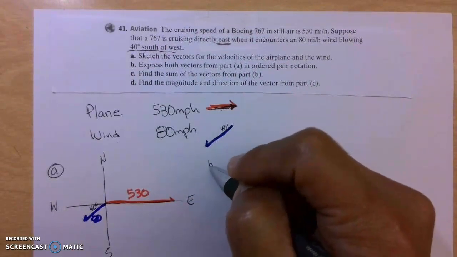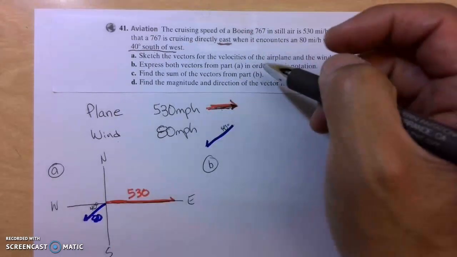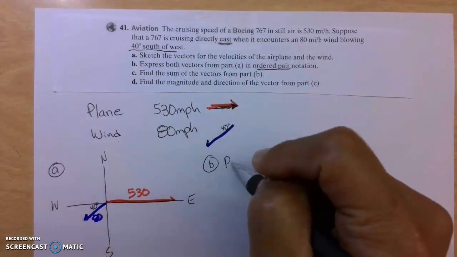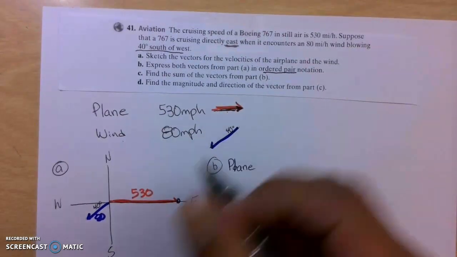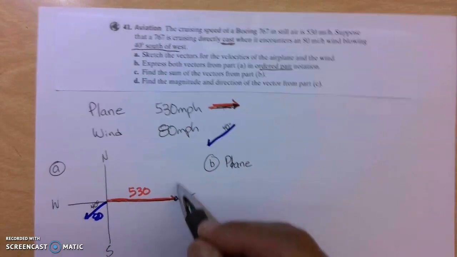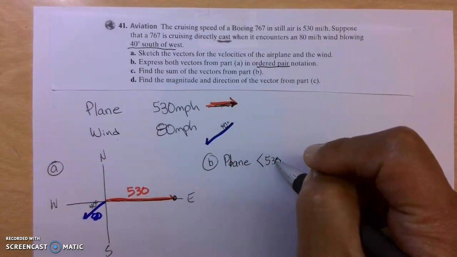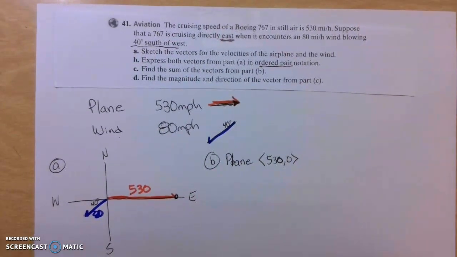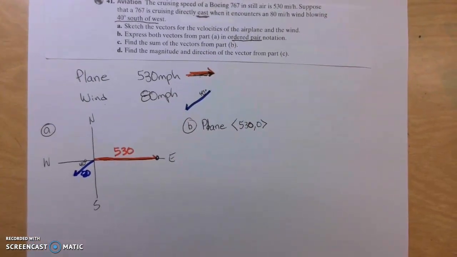Part B. So those are two vectors. Express both vectors, the airplane and the wind, as ordered pairs. The airplane is going to be fairly easy. Where does this thing end up? 530, comma, 0. It doesn't move up or down. The wind, however, is going to require a little bit of work. So let's look here at the wind.